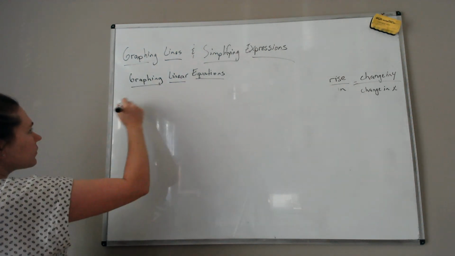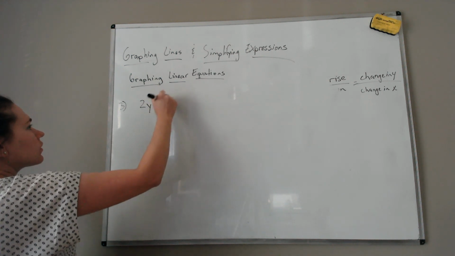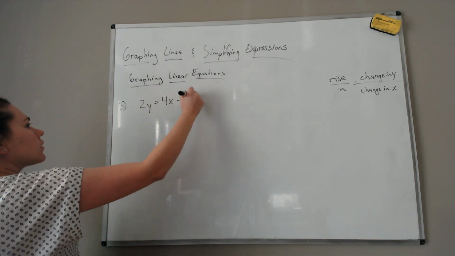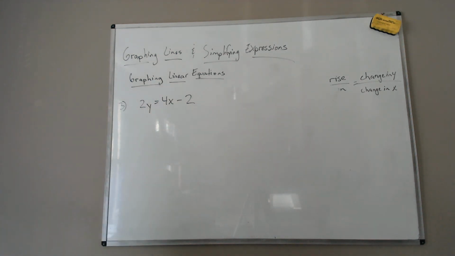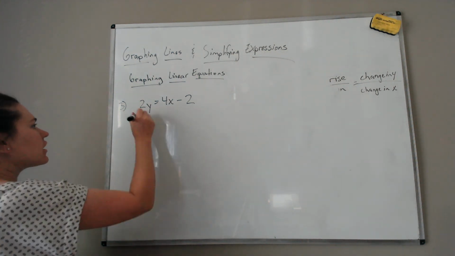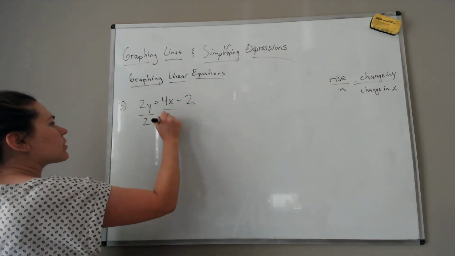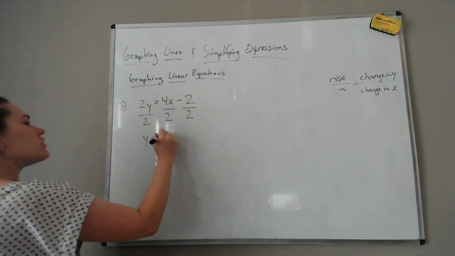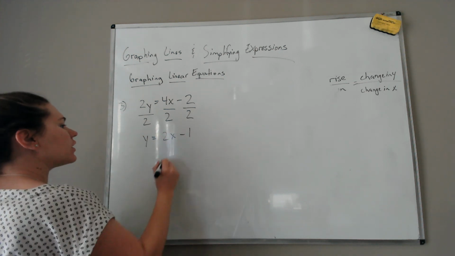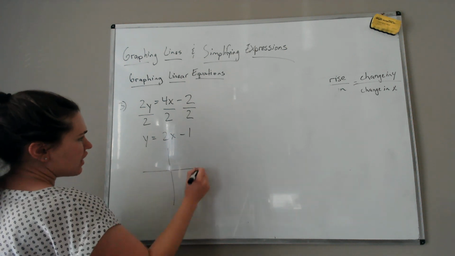Number 3. y equals 4x minus 2. Notice this is not in slope-intercept form. So the first thing is we have to put it in slope-intercept form. So we need to get y by itself. So this would be y equals 2x minus 1. So now we can graph.